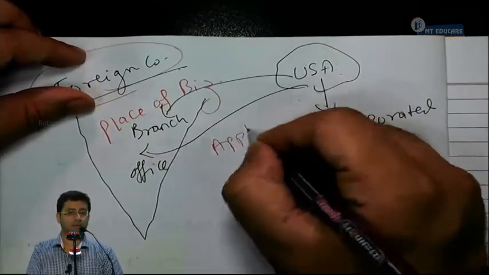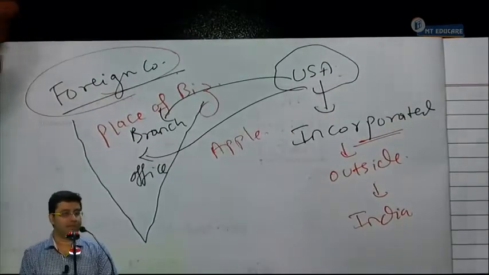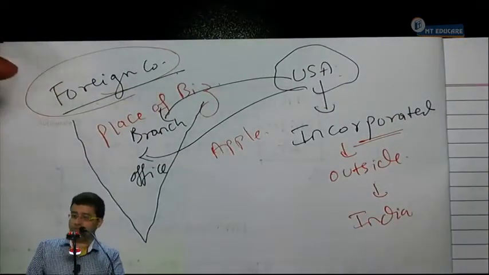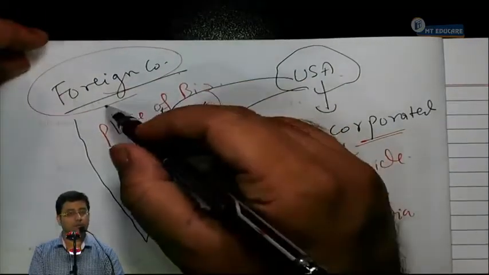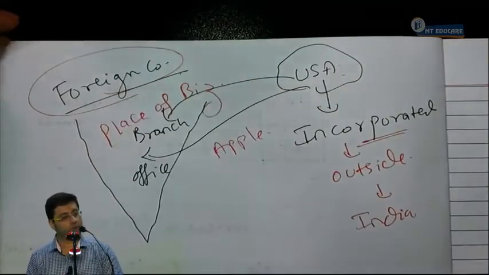Apple is the biggest example of a foreign company operating in India. Apple has so many branches in India. Apple has so many offices in India. So for India, Apple is supposed to be a foreign company.